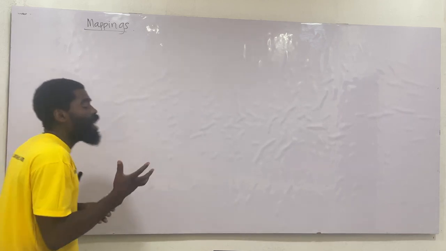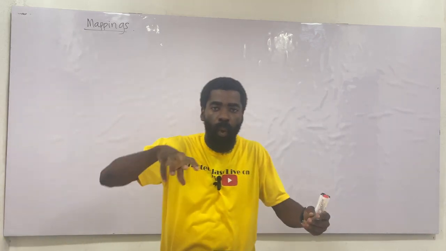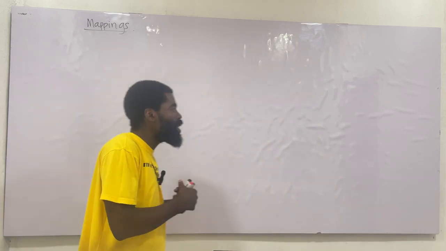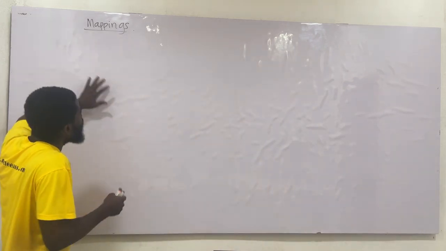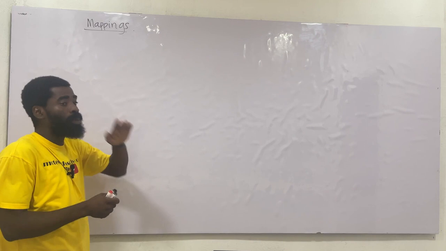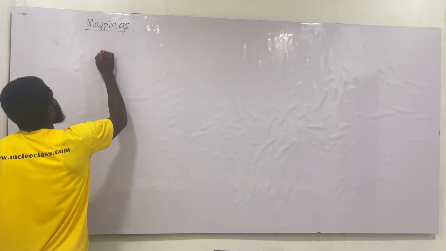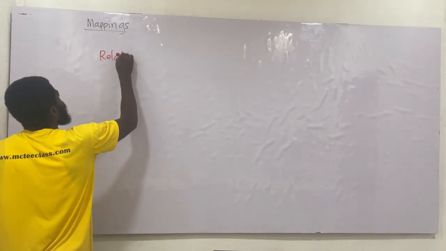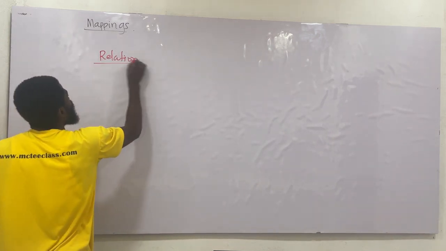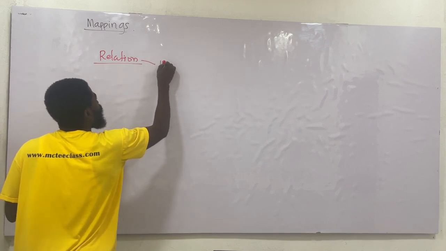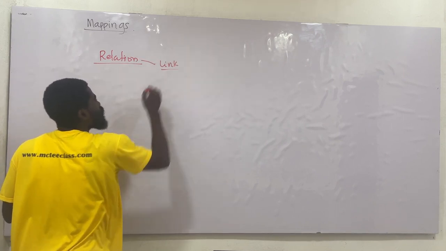Good. Now, in mappings, there are certain things we need to know. And one thing I always tell students is that math is very, very easy because it deals with principles. What are the principles here? Mapping is coming from something we call relation, or something known as relation. When we say relation, it's basically a link or a connection between two things.